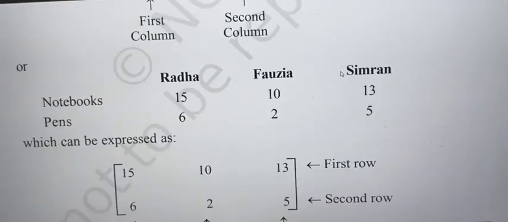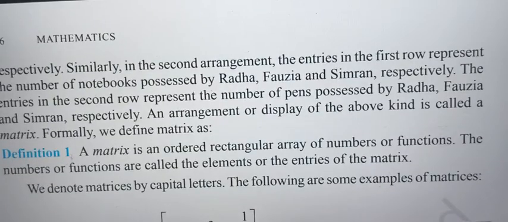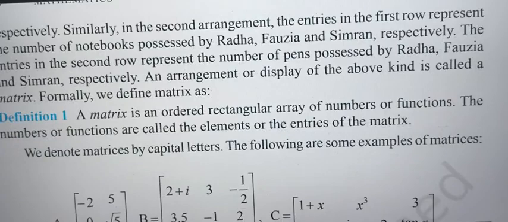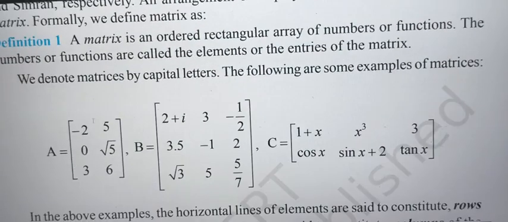So, as we can see over here, there is a definition given. Matrix, plural will be matrices. A matrix is an ordered rectangular array of numbers or functions. The numbers or functions are called the elements or entries of a matrix. Generally, a rectangular array is in square brackets; in some books you can see circular brackets also, that is also fine. So, this is how you represent a matrix.